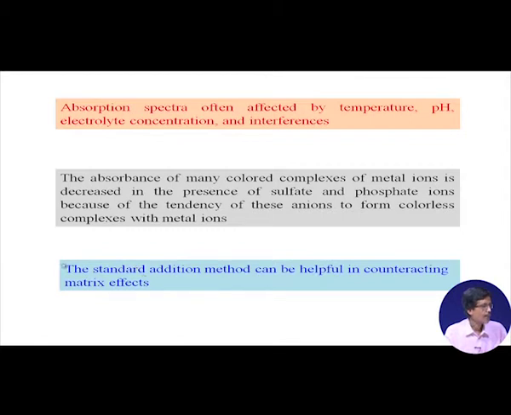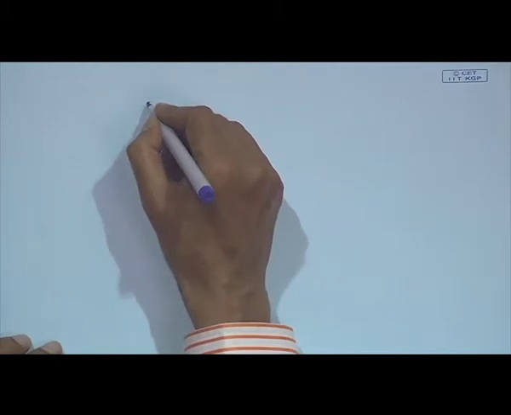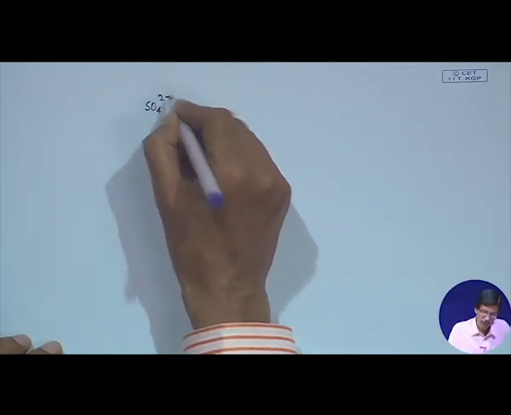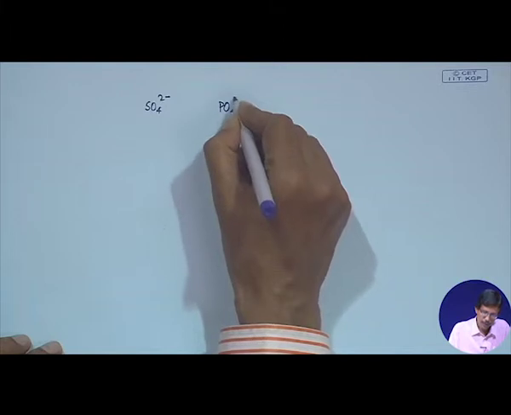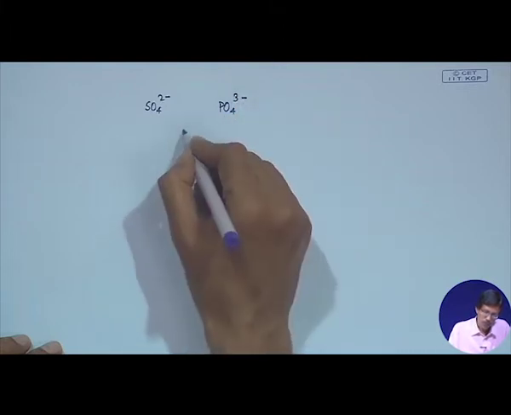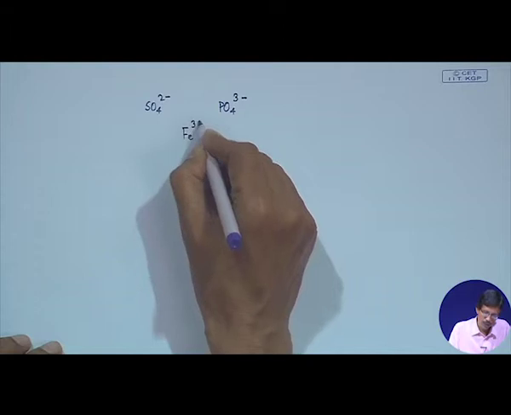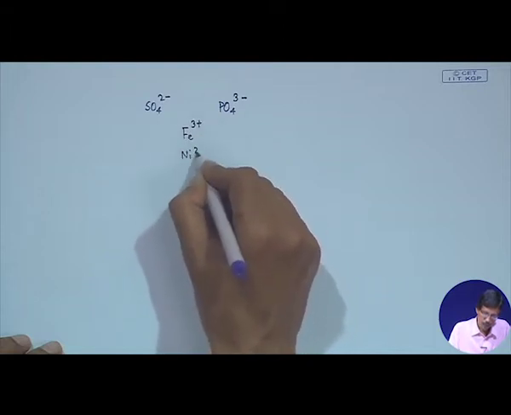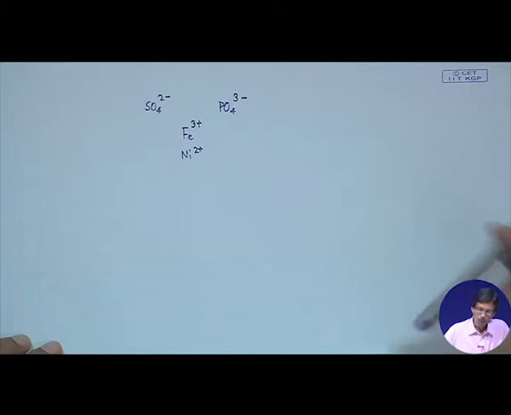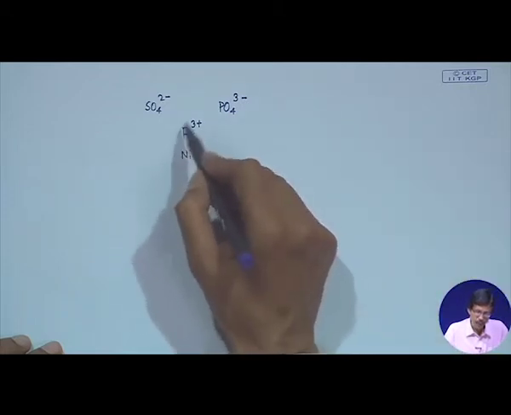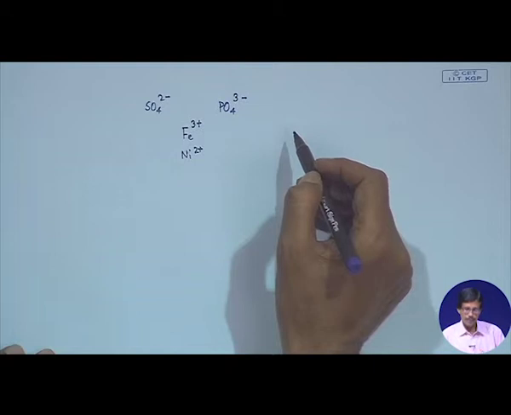And we will find that a particular technique, the standard addition method, can be helpful in counteracting the matrix effect. So, if we consider this particular one, that means the corresponding interference from the sulphate anion and the phosphate anion, and we are looking for the determination of say ferric ion or nickel ion, where this concentration will be directly proportional to the corresponding measured absorbance.